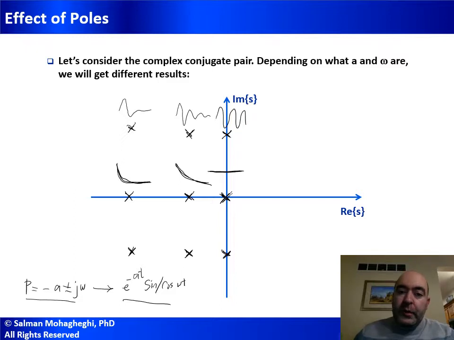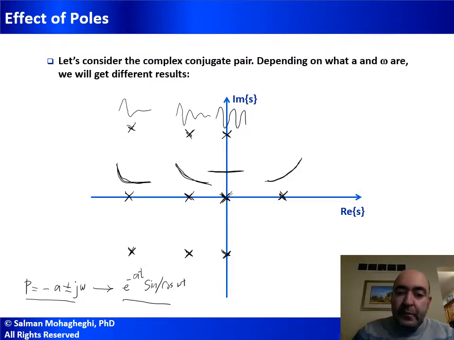What if the pole is to the right of the j omega axis? So let's say I have a pole here. It's real, but it's positive. So in this particular case, minus a is a positive value. Omega is 0, so as before, sine of omega t is going to be 0 and cosine is going to be 1. E to the power of minus at, though, now has an exponent which is positive. So it's an exponential that does not decay, rather it increases over time. So the response of the system is going to look something like this.